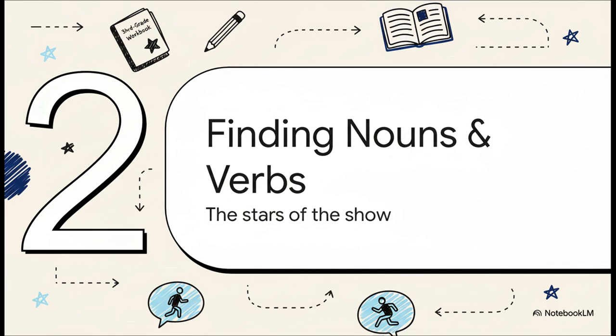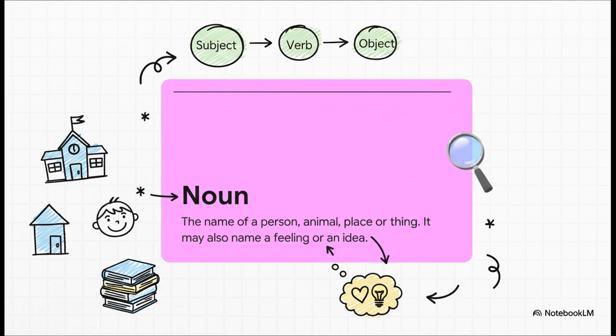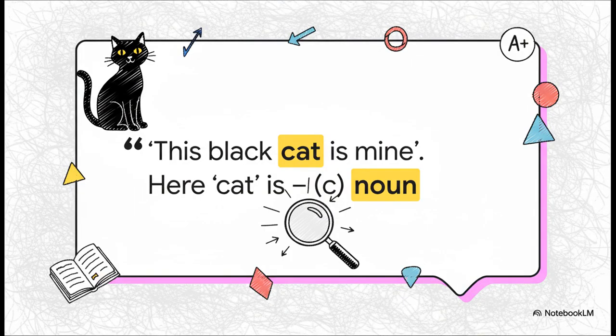First things first, we need to find the stars of the show. The who and the what happened. In the world of grammar, we call these the nouns and the verbs. Okay, pulling this definition straight from page 9 of our guide here, a noun is the name of a person, animal, place, or thing. It can even be a feeling or an idea. So in our sentence, we're on the lookout for the animals. And yep, here we go.